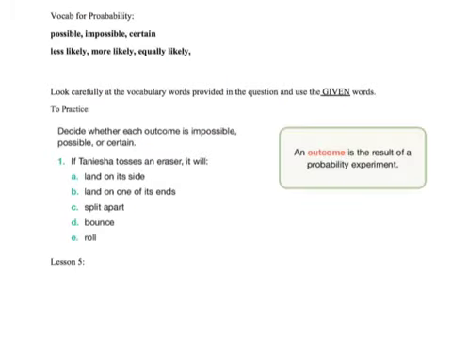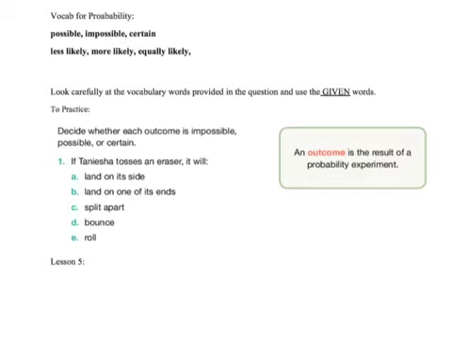The vocabulary that we are going to use for probability for the most part is possible, impossible, and certain. If it's certain, that means there's no other possibility. It's for sure going to happen. We might also discuss using less likely, more likely, and equally likely.